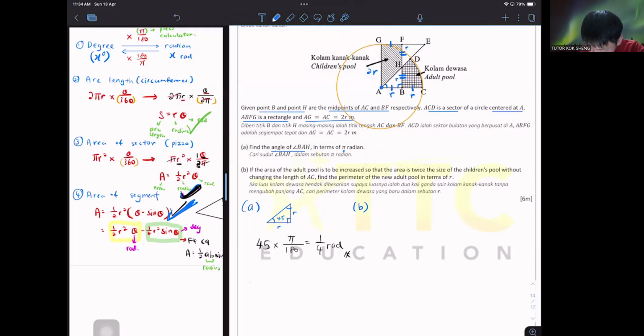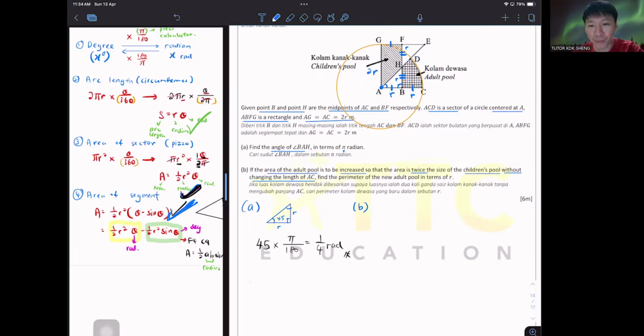The area of the adult pool is to be increased so that the area is twice the size of the children pool, without changing the length of AC. I think you should be able to understand this part, which is they increase the size of the adult pool, and then when it increases, the size is twice that of the children pool. But here's a part: without changing the length of AC.